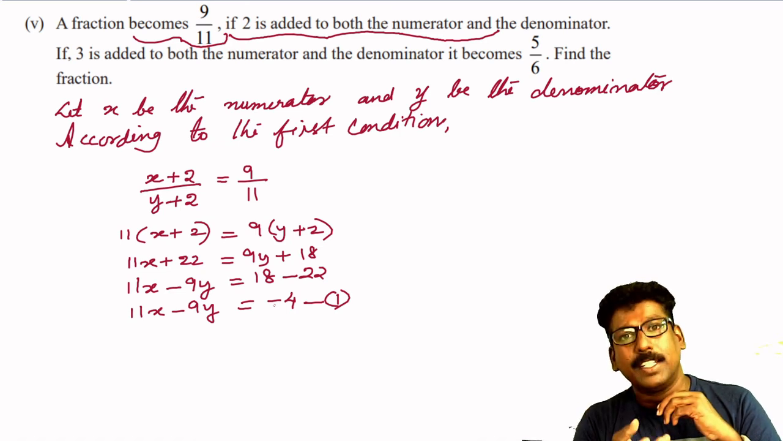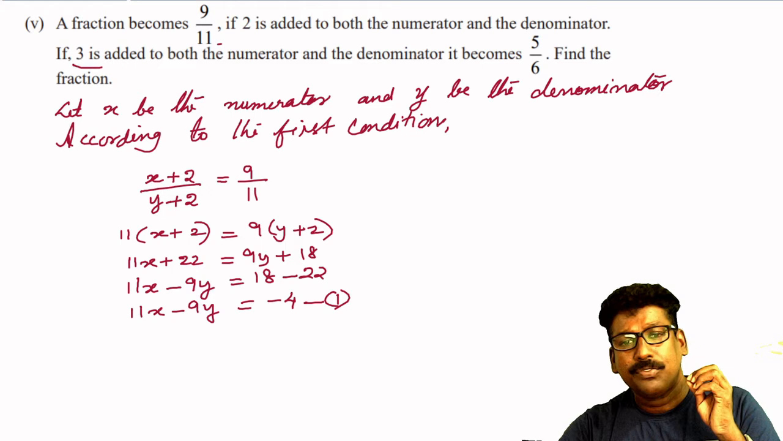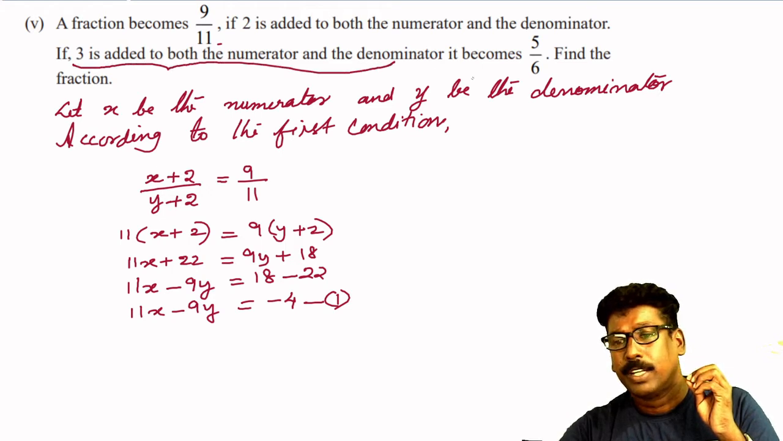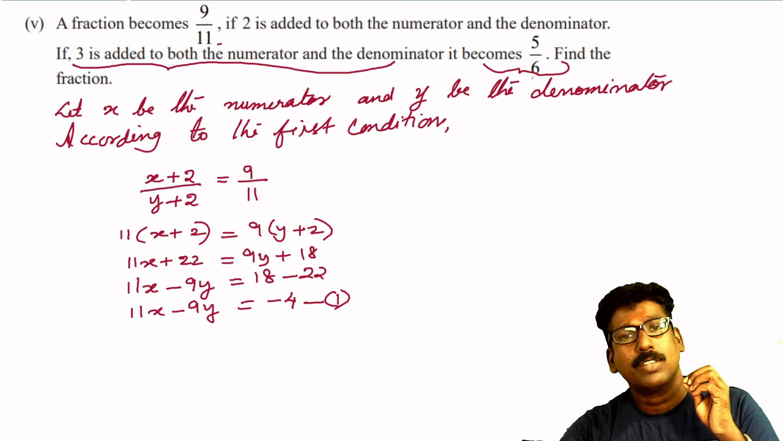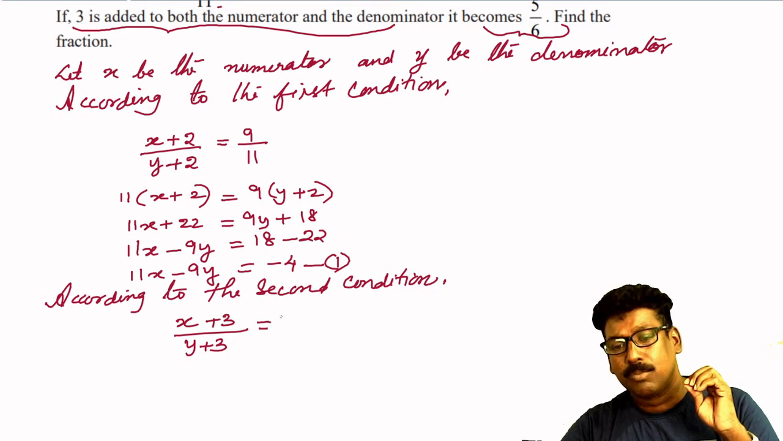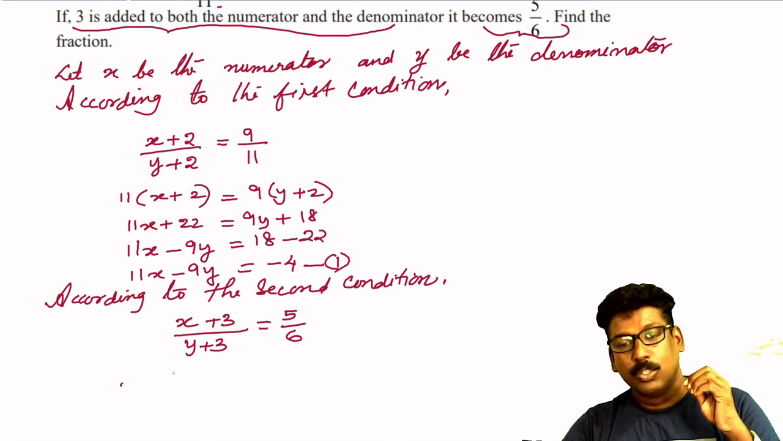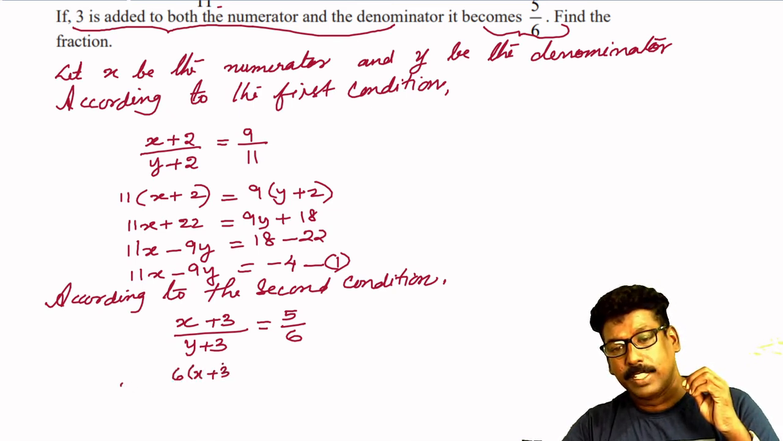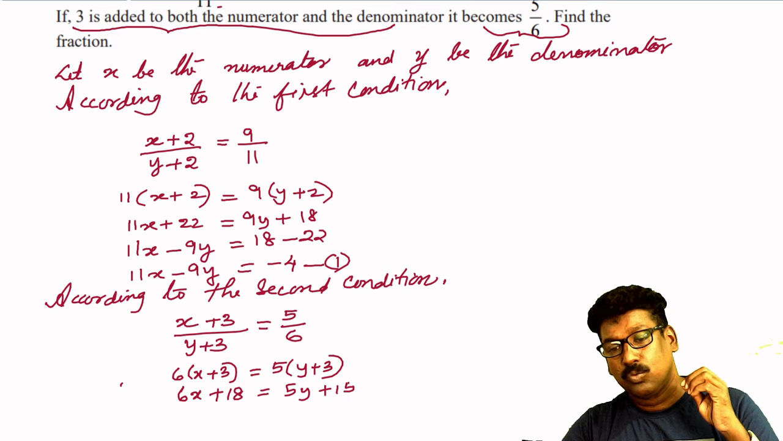Now what is the second condition? The second condition is, if 3 is added to both the numerator and denominator, it becomes 5 by 6. That you can write as, 3 is added to both numerator and denominator means x plus 3 by y plus 3. The fraction becomes 5 by 6. Now do cross multiply. You get 6 into x plus 3 is equal to 5 into y plus 3. That is 6x plus 18 is equal to 5y plus 15.